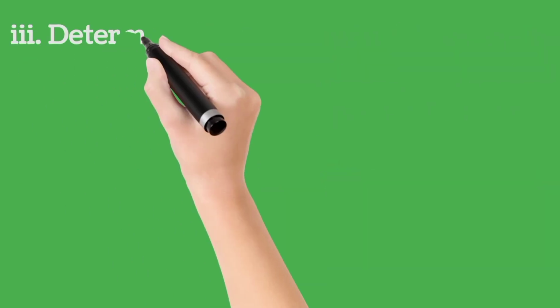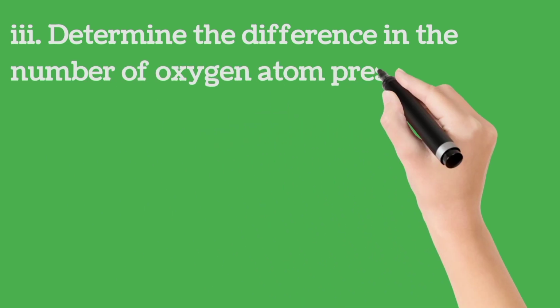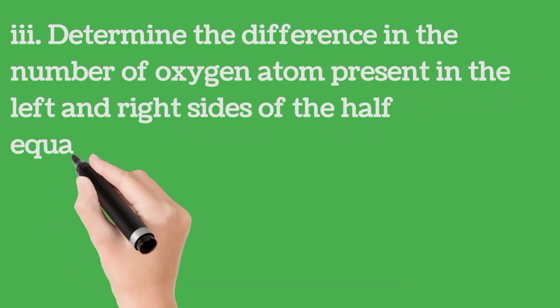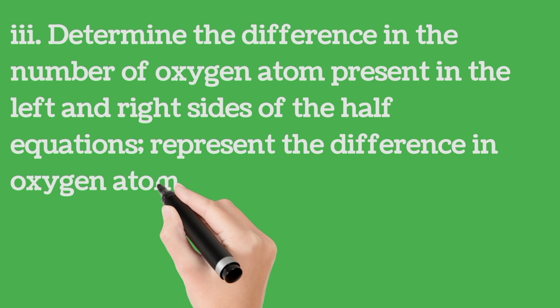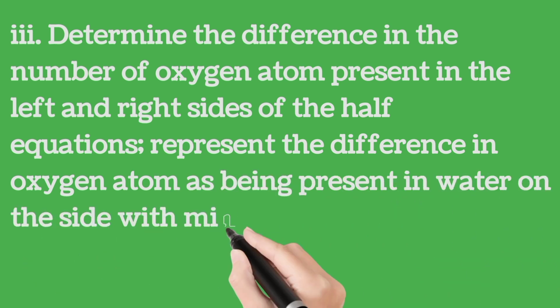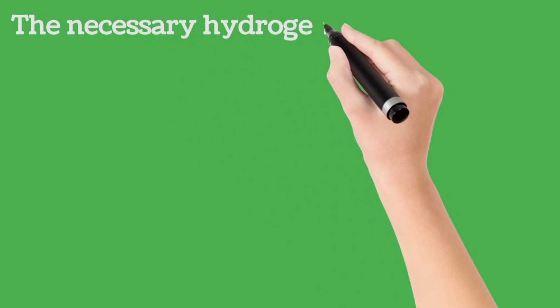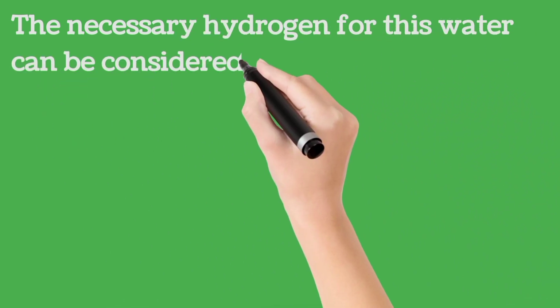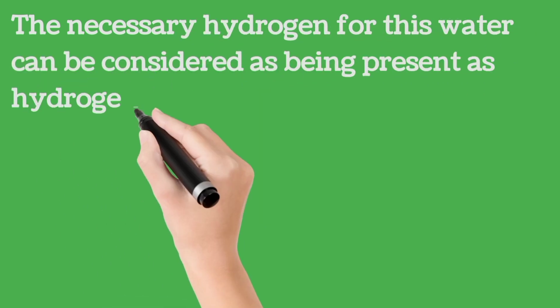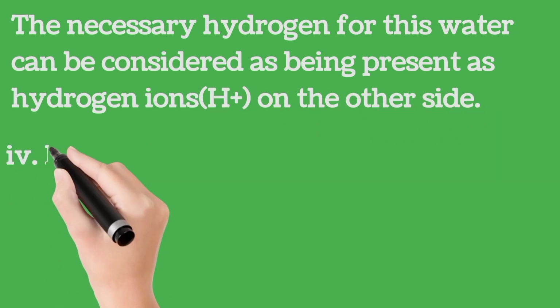Rule number 3. Determine the difference in the number of oxygen atoms present on the left and right side of the half equations. Represent the difference in oxygen atoms as being present in water on the side with minimum oxygen. The necessary hydrogen for this water can be considered as being present as hydrogen ions on the other side.